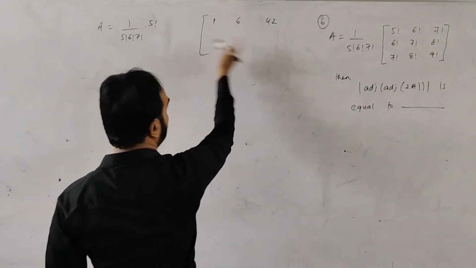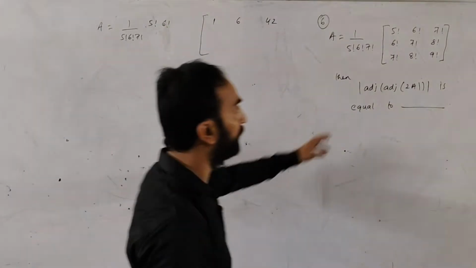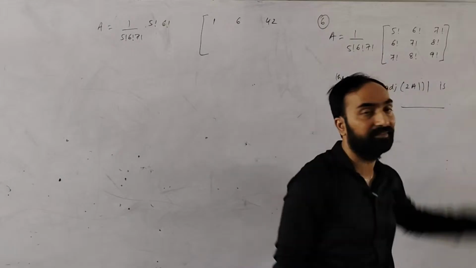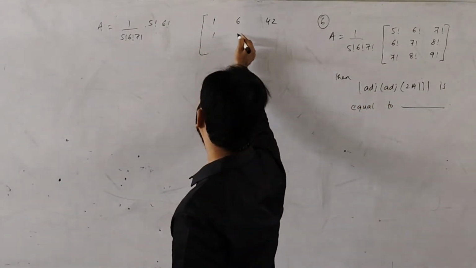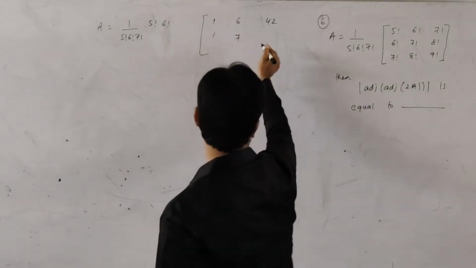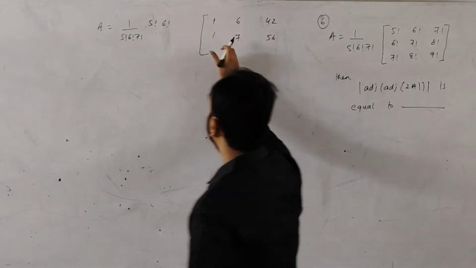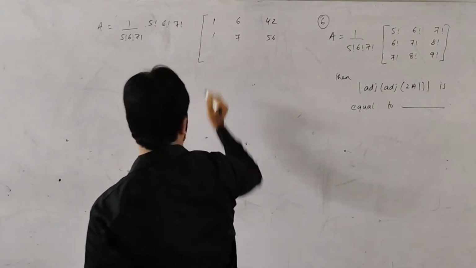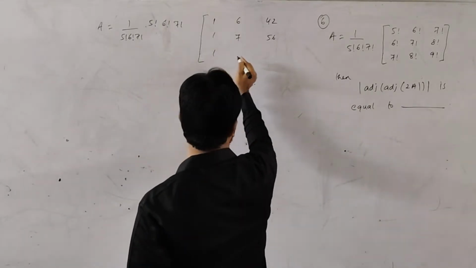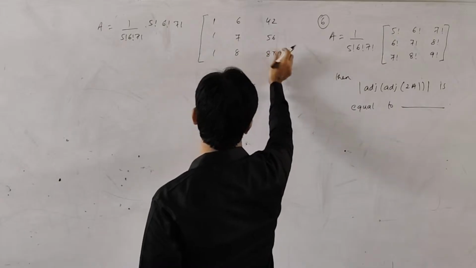If I take 6 factorial common from the second row, this will become 1, this will become 7, and this will become 7 into 8, that is 56. Correct? And if I take 7 factorial common from the third row, this will become 1, this will become 8, and this will become 8 into 9, that is 72.